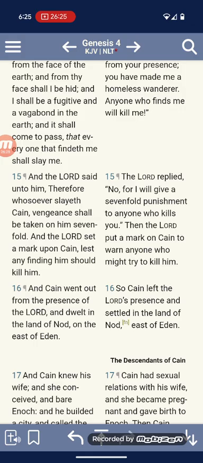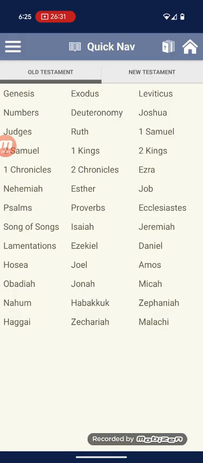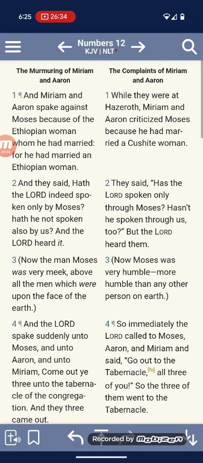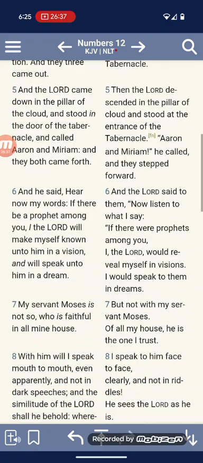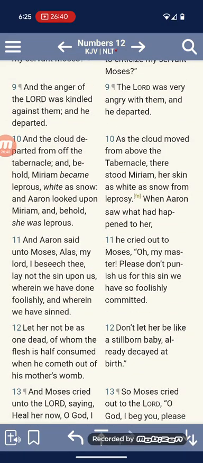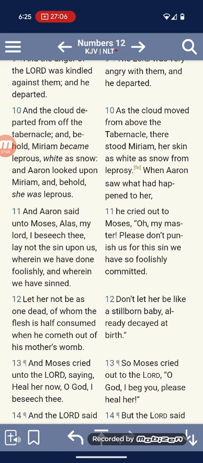But I'm going to go over to Numbers, chapter 12, and go down to verse 10. And this is Miriam, the sister of Moses, when they were in the wilderness. Moses' sister Miriam and brother Aaron were speaking against Moses. So as a result of their disobedience unto the Lord Yahweh, the Lord was putting a distinct curse or a distinct mark on Miriam also.